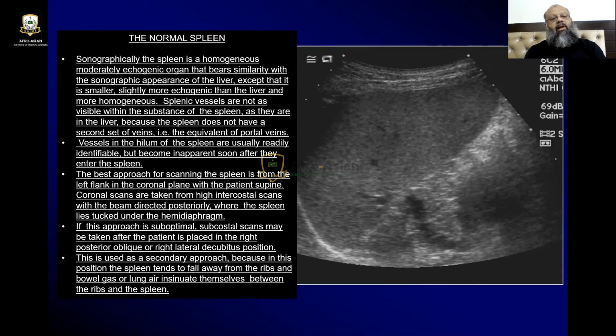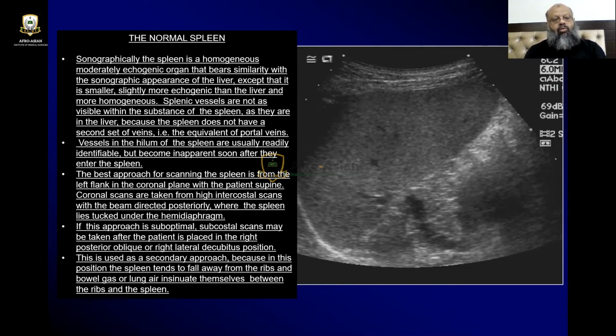Vessels in the hilum of the spleen are usually readily identifiable because the vessels are not many. They are just the splenic artery and vein, but become inapparent soon after they enter the spleen.